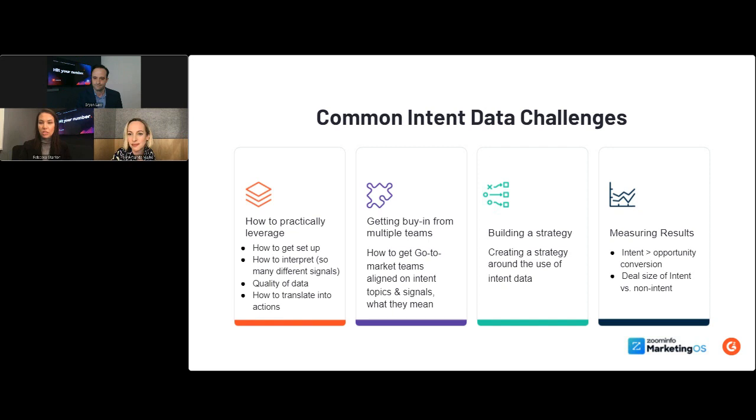Awesome. Yeah, great results here. I think it's almost an even split between building a strategy and measuring results. It seems like people don't have issues with getting multiple buy-ins, so that's good to hear, because I think that's always difficult, especially when practically leveraging it. But awesome. All right, let's keep moving.